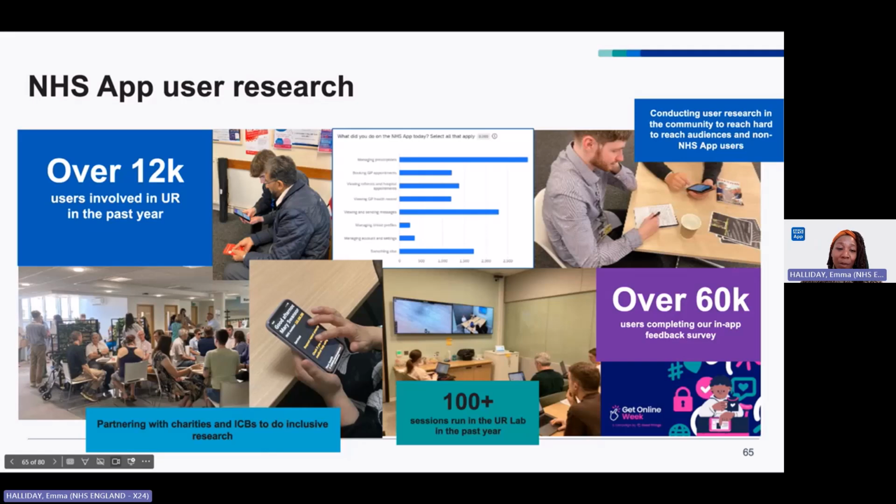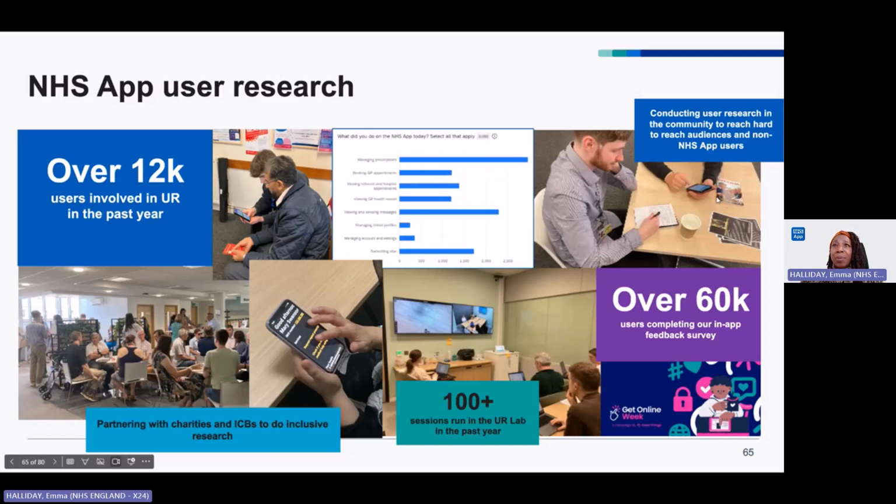So we have got a fantastic user research team, and they have run so many different sessions in so many different formats, just to ensure that the app is intuitive and usable, and they're testing their assumptions, and there is continuous improvement, so that can help focus on what we need to work on in the future.